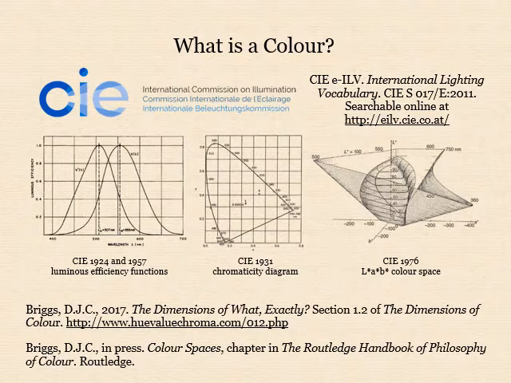conditions. The CIE International Lighting Vocabulary, now available online, gives definitions for more than 1,400 terms and is by far the most comprehensive and authoritative source on the scientific terminology of light and colour. These videos will draw on material covered on my website, The Dimensions of Colour, and in my chapter on colour spaces in the forthcoming Routledge Handbook of Philosophy of Colour.